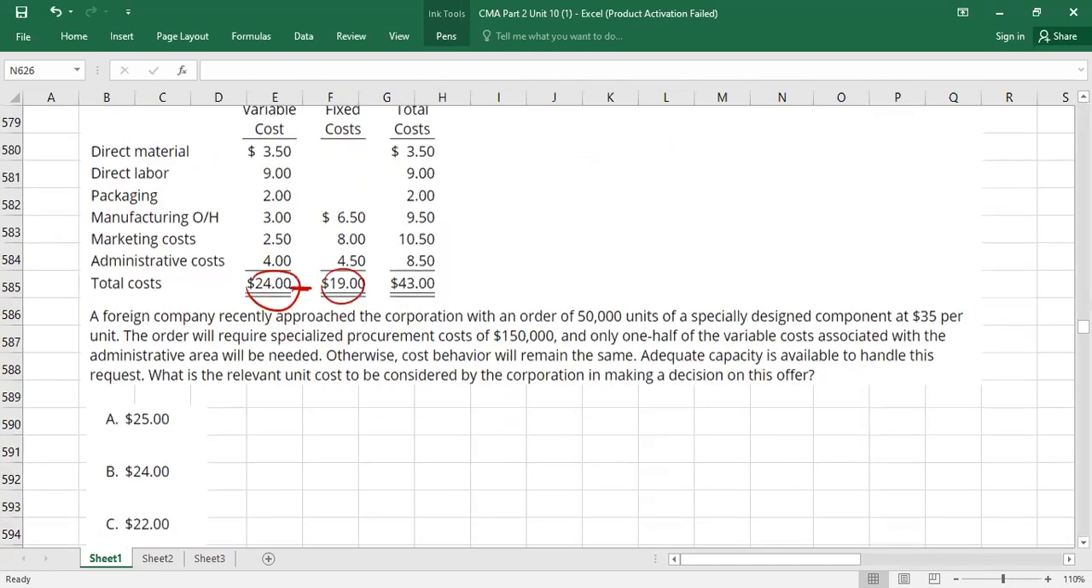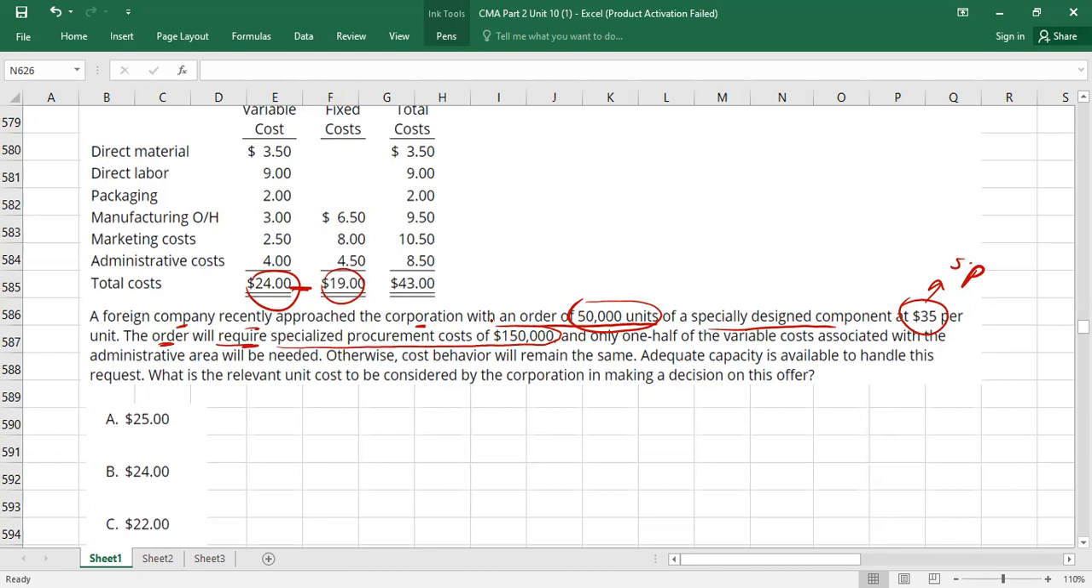They're telling you a foreign company recently approached the corporation with an order of 50,000 units of specially designed components at 35. Like one customer approached you, requesting you to produce 50,000 units, and he offered 35 as a sale price. He's telling you he would pay 35. The order will require specialized procurement cost of 150,000.